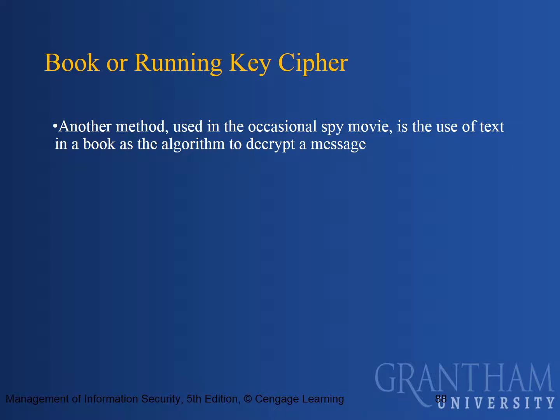In the book or running key cipher, the key relies on two components: knowing which book to use and having a list of codes representing the page number, line number, and word number of the plain text word.